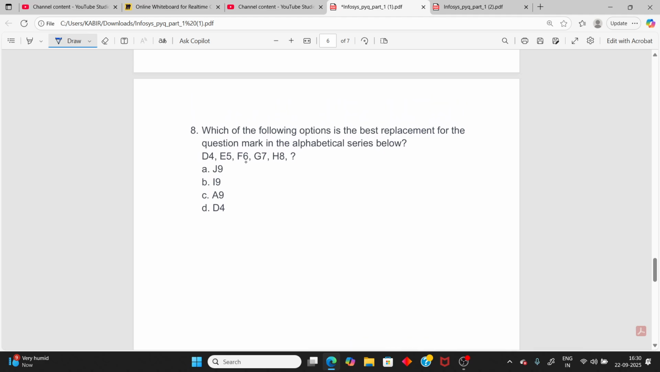Moving to the next one. Like D4, E5, then 5, 6, 7, 8 should be 9. D, E, F, G, H, I. So I9. Your answer should be this one.